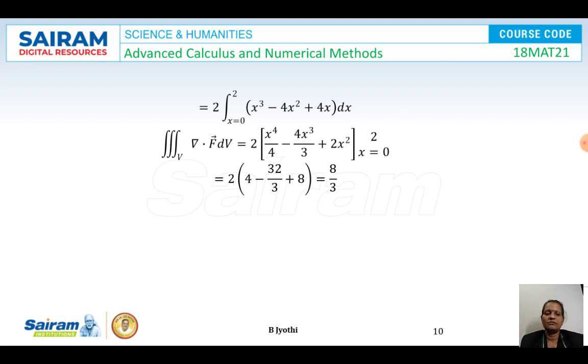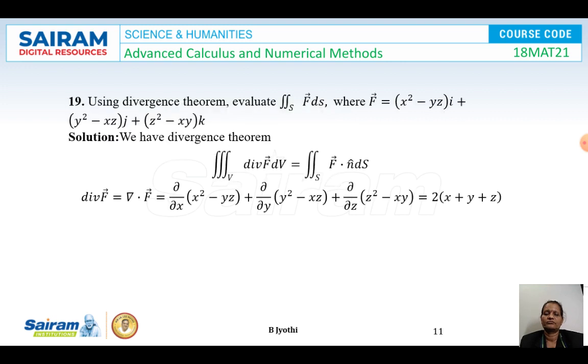Let's see the next problem. Using the divergence theorem, evaluate the double integral of f ds, where f is equal to x square minus yz of i plus y square minus xz of j plus z square minus xy of k. But we have by the divergence theorem, triple integral along v of div f dv is equal to double integral along s of f dot n cap ds.